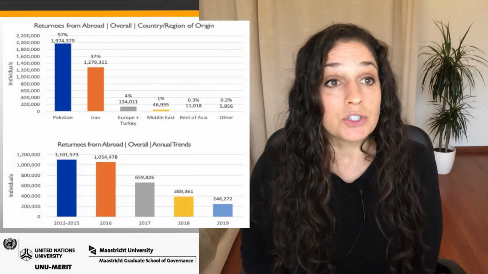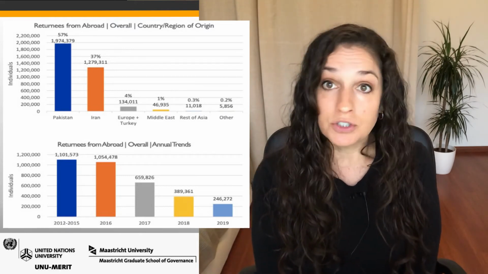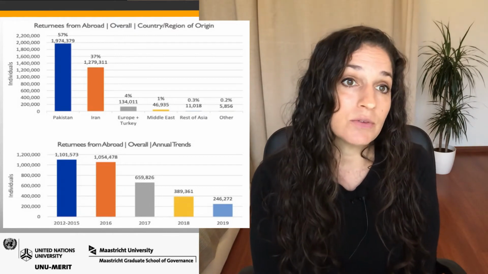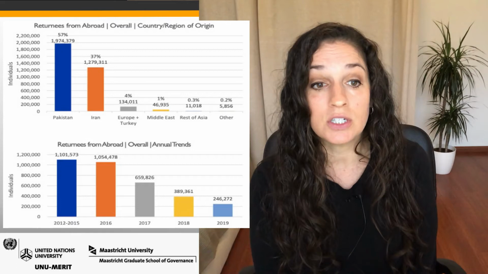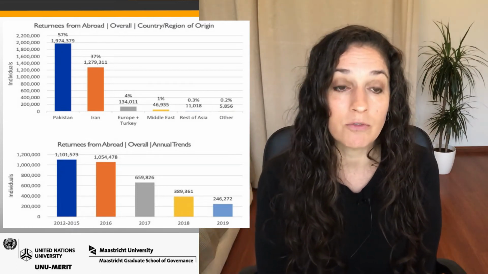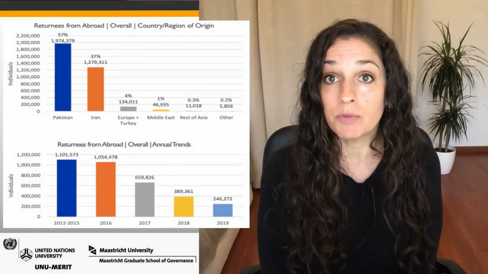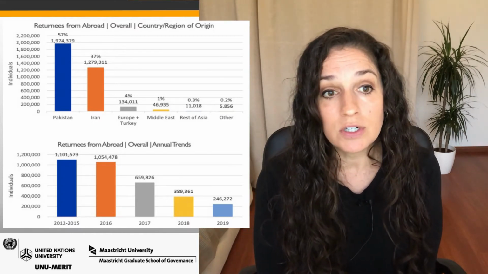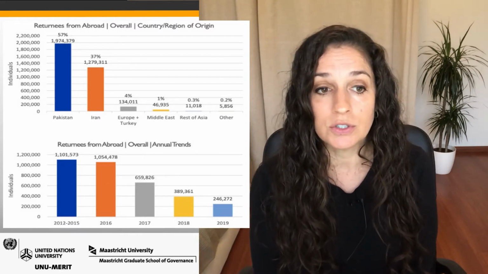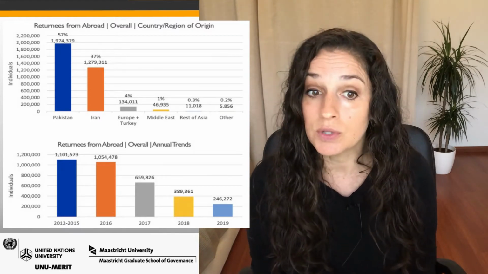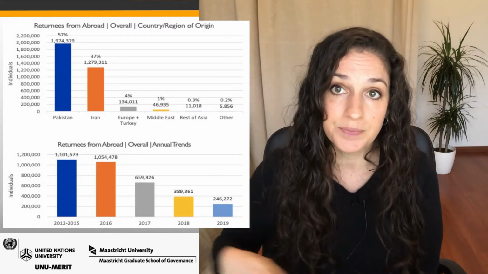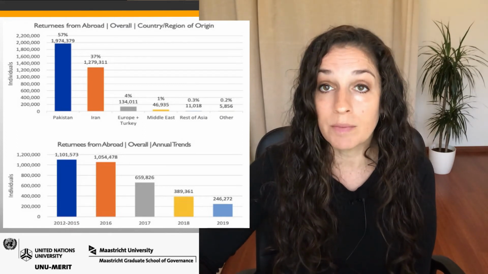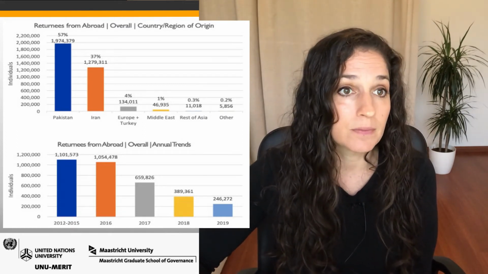If we turn to returnees, there have been a large number of returnees in the recent history. And here you can see returnees by main countries of destination, and the majority of returnees have really come from Pakistan and Iran, but also some from Europe and Turkey and the Middle East. The overall trend of return is that there was quite a lot of return in 2016 compared to 2019 or 2018, where we did see quite a lot of pressure on return, especially from Pakistan in 2016.